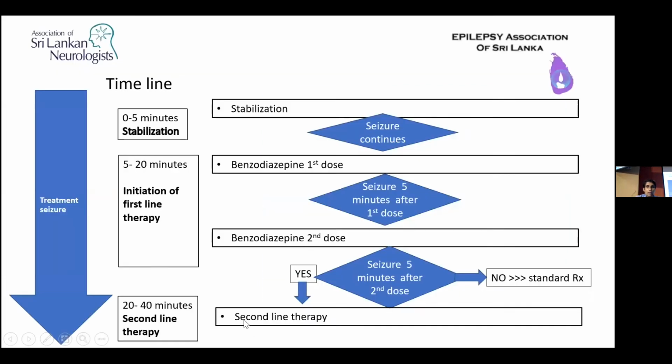Right? Okay, so you have given two doses of benzodiazepine. Your patient is still fitting. What happens then? Then we have to move on to what we call second line therapy. Right? So once you have given your 2 doses of benzodiazepine, you are not going to twiddle your thumbs and wait to see whether your benzodiazepine is going to work.